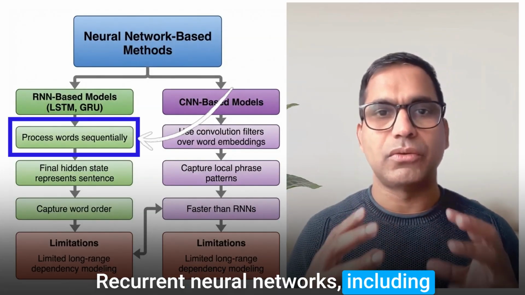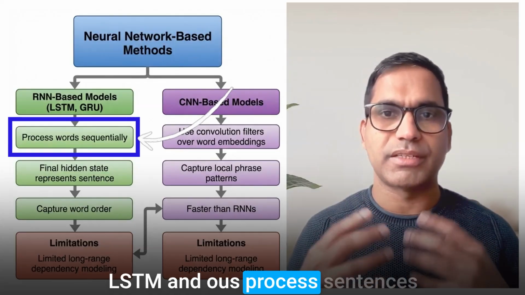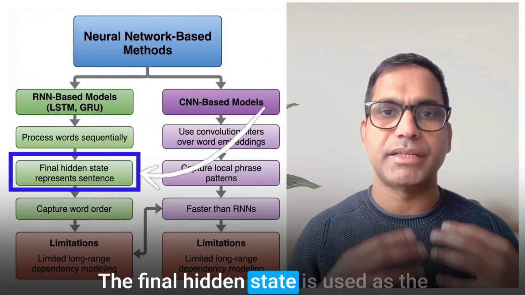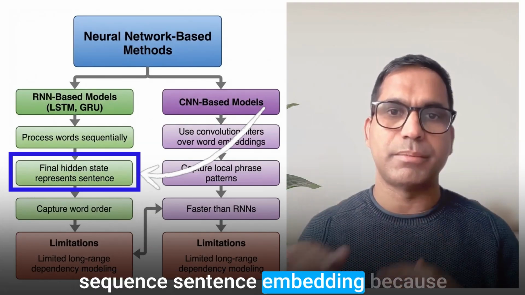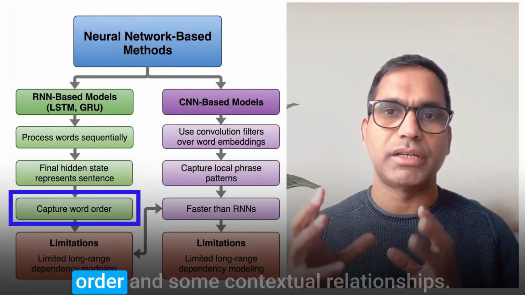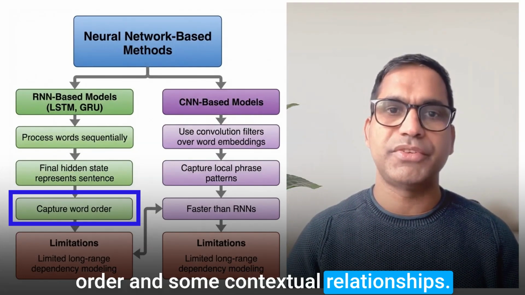Recurrent neural networks, including LSTMs and GRUs, process sentences sequentially from left to right. The final hidden state is used as the sentence embedding. Because they read text in order, they capture word order and some contextual relationships.